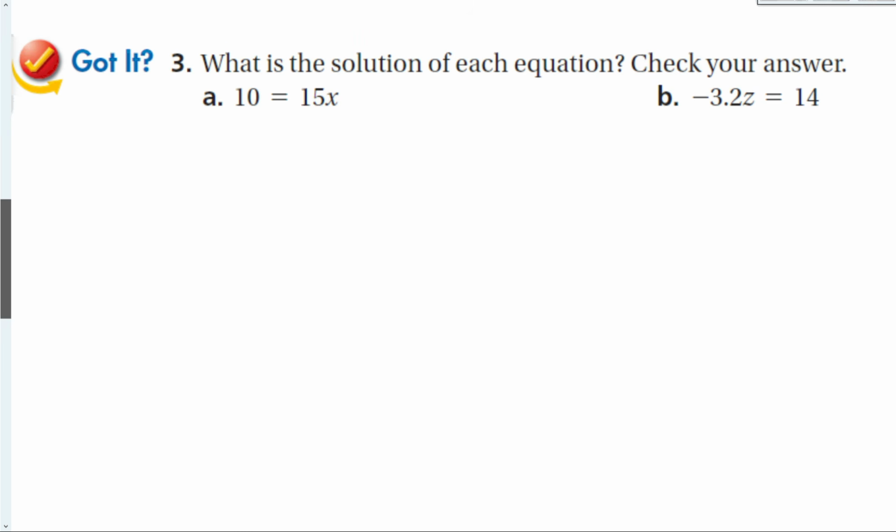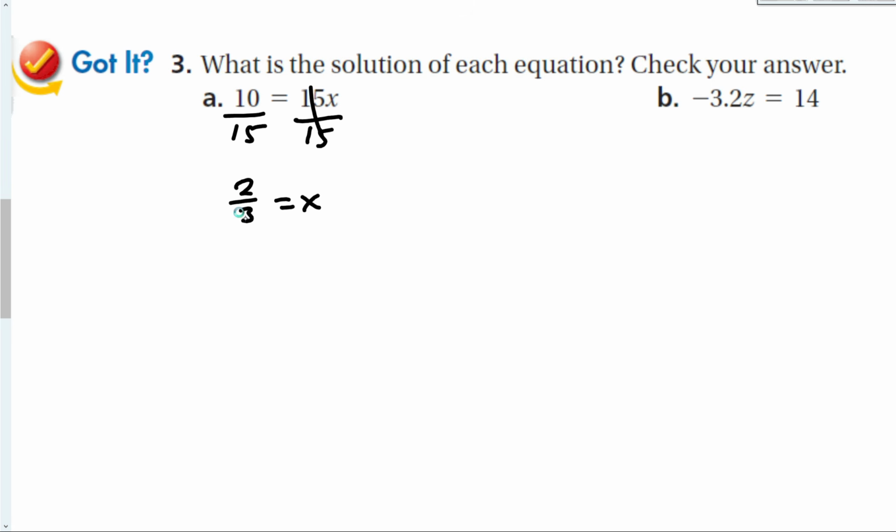Now, something to think about as we look at this first one, part A. I want to get x by itself, so I'm going to divide both sides by 15. That will cancel these two and give me that x is by itself, and it will give me 10 over 15, or 2 over 3. Whoops, 2 over 3.